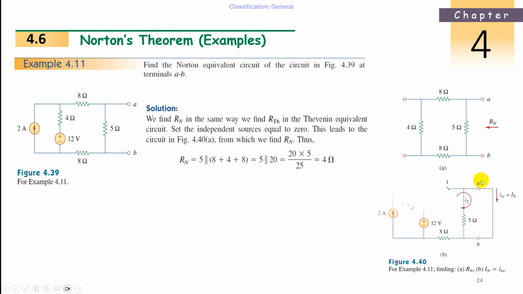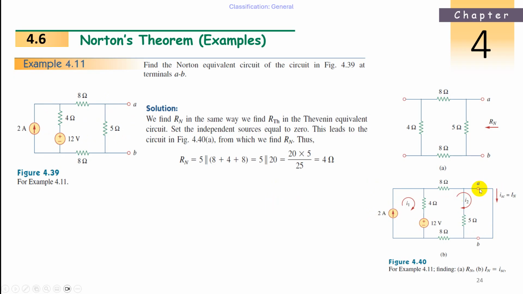Now, how to find I_SC? The original circuit is this one. Short circuit this A and B and find I_N. So short circuit A and B, and keep back these voltage and current sources. We have one loop here, two loops, three loops. We have three loops, but two loops is enough. So first loop, I1 is nothing but 2 amperes. Now, the second loop we have to find.